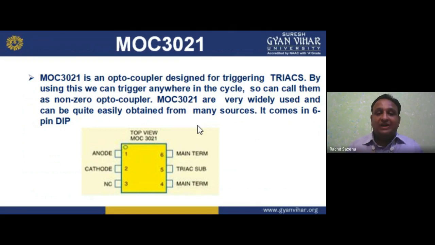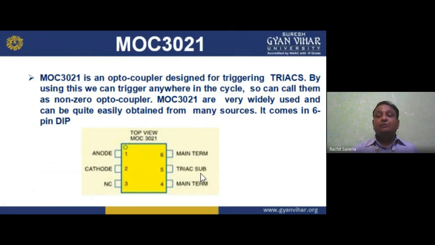If I'm talking about widely used, MOC 3021 is widely used and can be quite easily obtained from many sources. It comes in a 6-pin package. Now see, the top view of MOC 3021. In this, the first pin is the anode, second is the cathode, third has no connection, sixth is a main terminal, fourth is the main terminal, but instead of pin 5 having no connection, here we have a triac substitute. Now if I want to connect a triac, we can easily connect the triac.